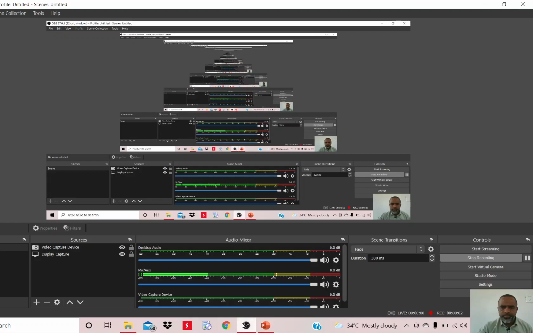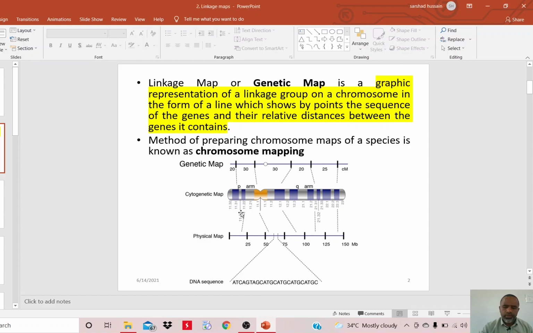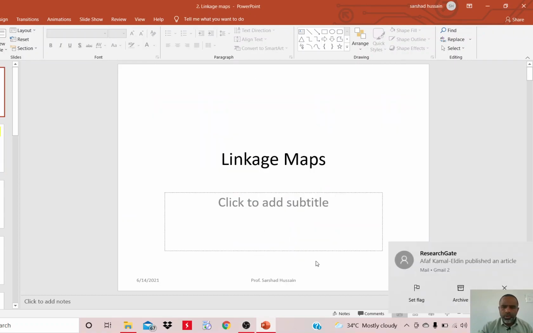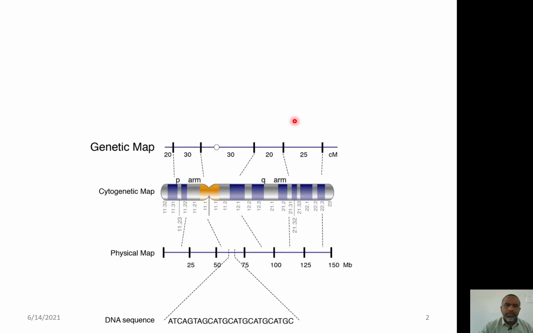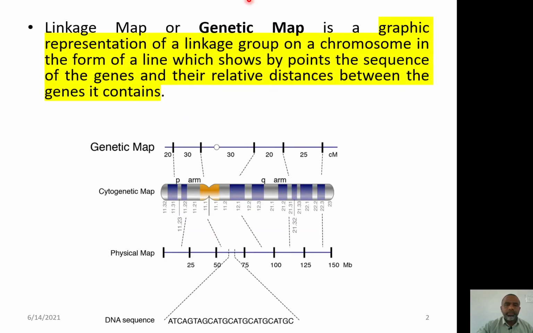Dear students, let us start with a new topic which is called the linkage map. Linkage map is basically also called a genetic map. In the linkage map or the genetic map, the genetic map is a graphic representation of genes present on a chromosome.